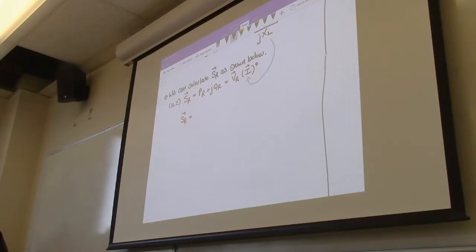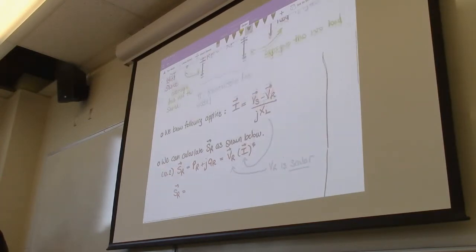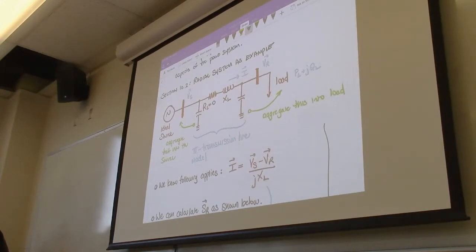Another thing to realize here, at some point, I don't know if it's stated in the book, I don't think I drew it on this diagram, but I should have. The angle of the receiving end voltage is assumed to be 0. So that means we can treat VR as a scalar, right? It simply will have a real part. 120 angle 0, 120.